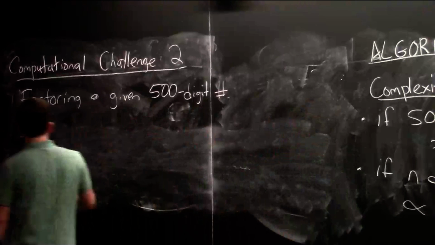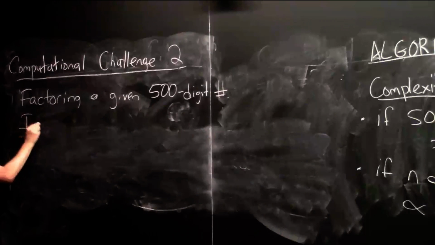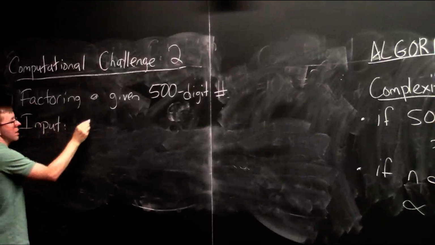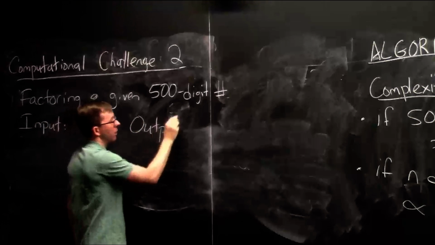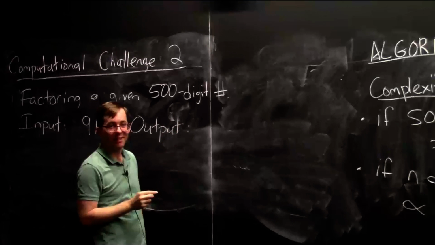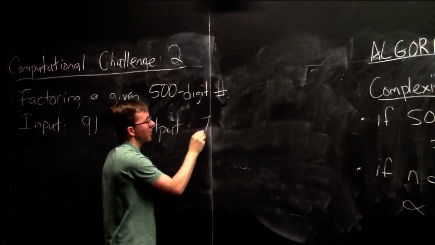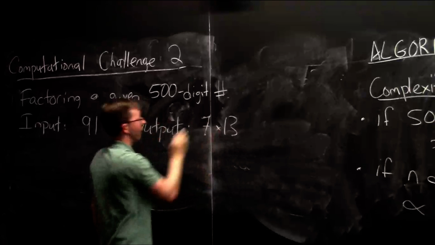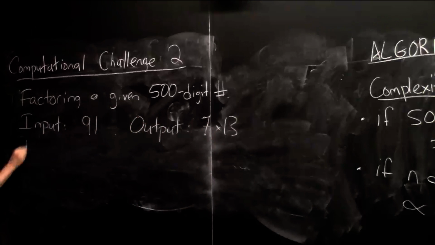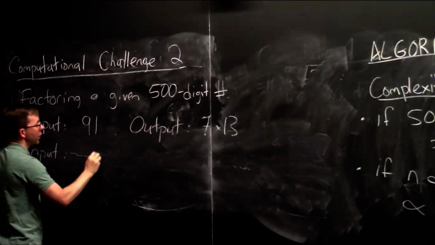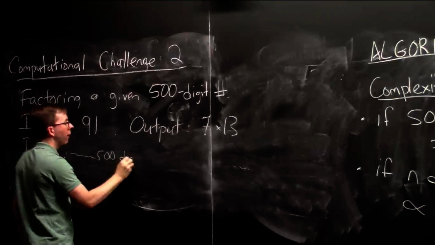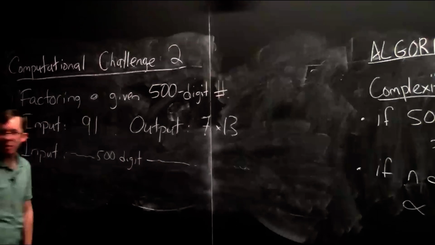Just so we're all clear, right? If the input is 91, and the output, anyone? Yeah, 7 times 13, I think. So again, if the input is some 500-digit number, then it's a bit more serious.